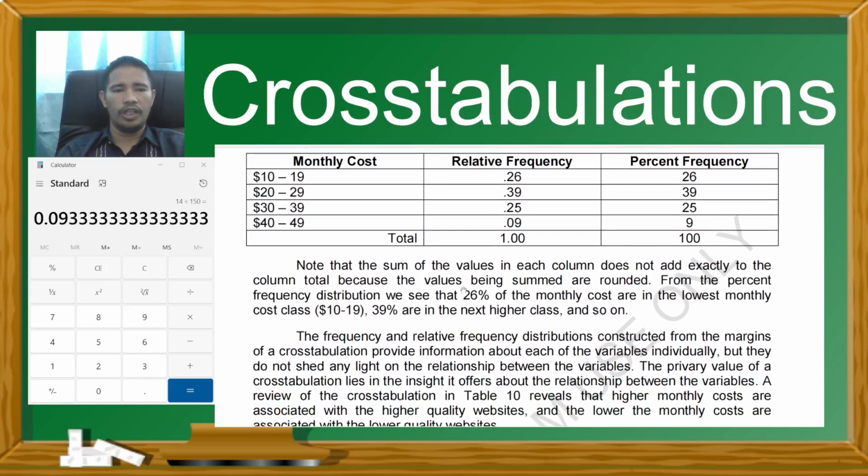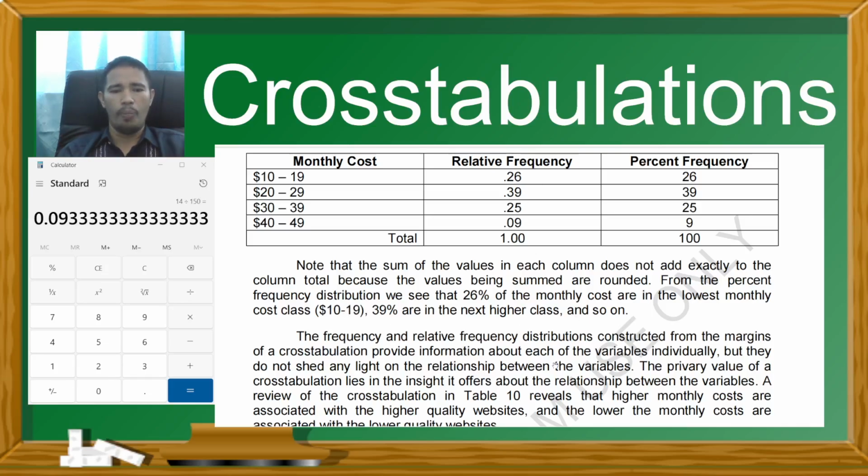So there's a note here. Note that the sum of the values in each column does not add exactly to the column total because the values being summed are rounded. From the percent frequency, we see that 26% of the monthly costs are in the lowest monthly class, 10 to 19, 39% are in the next higher class, and so on.